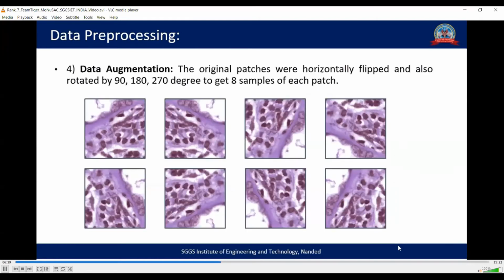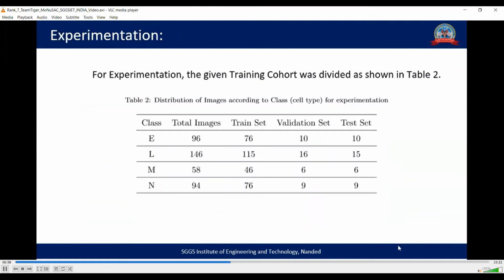The last stage is data augmentation, in which various augmentation methods are used to generate the images as shown in this slide. Stages 3 and 4 provide us sufficient data for training. After this, we move on to the experimentation process, in which we will discuss various architectures.